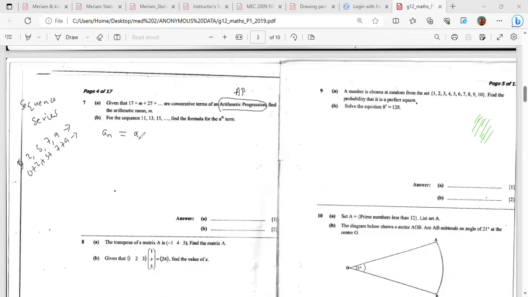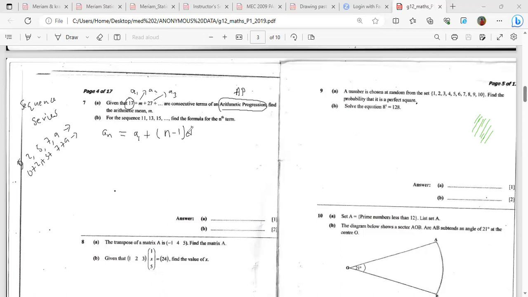Okay, so this a1, meaning the first number, plus n minus 1, and then the common difference. So in this case, they've given us this is our a1, then this is our a2, then 27 is our a3. So what does that mean?